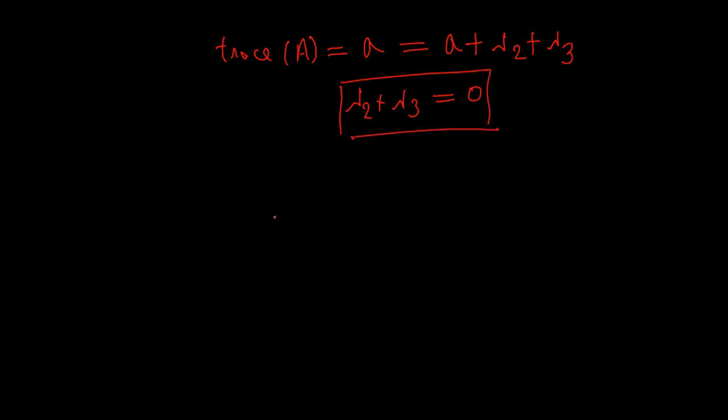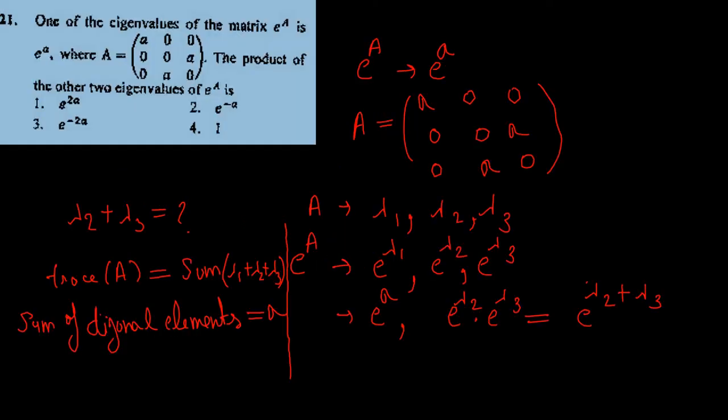Now you have to find the eigenvalues of the e to the power A matrix. One is given to you, e to the power A, and you have to find the product of the other two eigenvalues, which will be e to the power of lambda 2 plus lambda 3. Now put the value over here, you will get e to the power 0 is equal to identity. So your answer will be the fourth option.